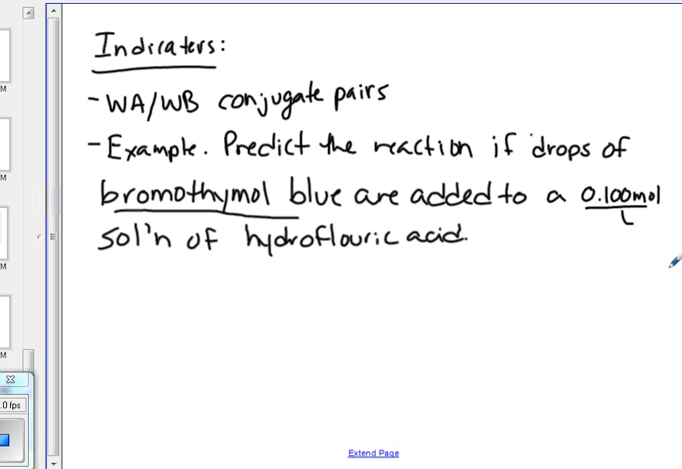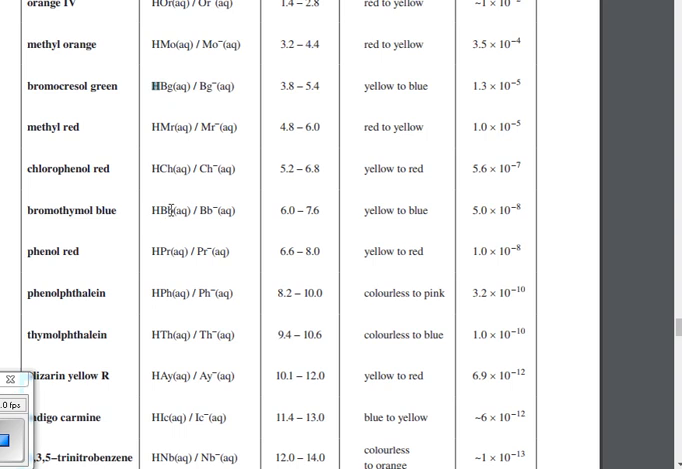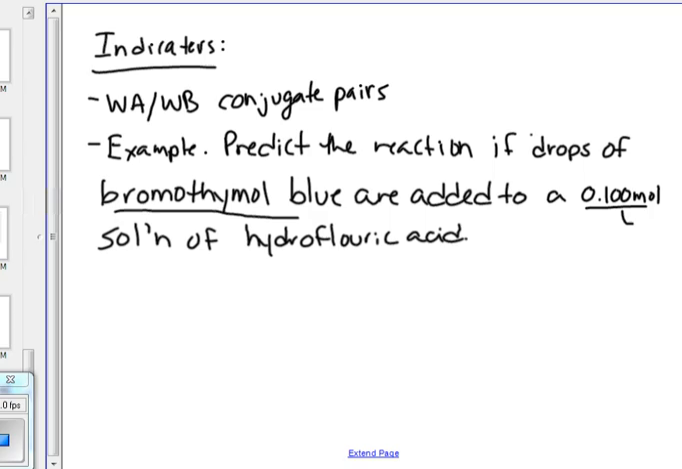So the first thing that we need to do if we're predicting a reaction is to write out all of our species that we have present. So bromothymol blue is HBB and then the bromothymol ion. So this is our conjugate pair. Okay, it's a solution, so we also have H2O, and then hydrofluoric acid, HF. This is a weak acid, so we're not going to show the ions, we'll just leave it as is.